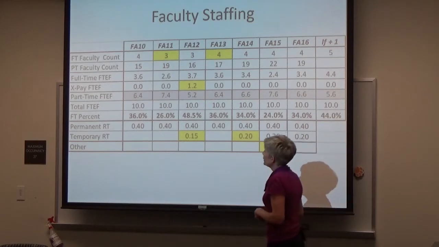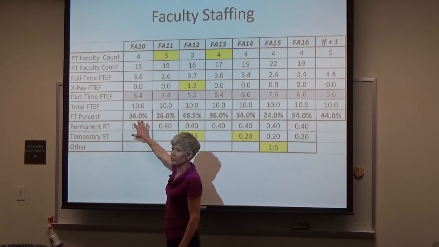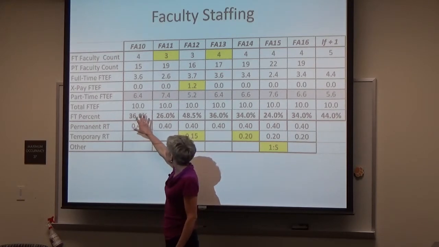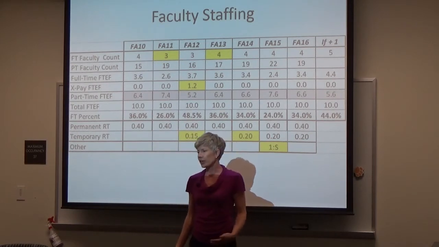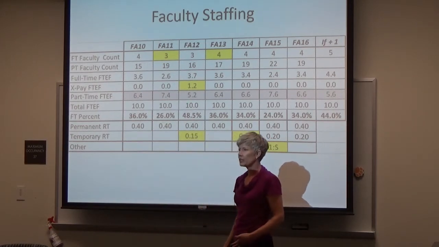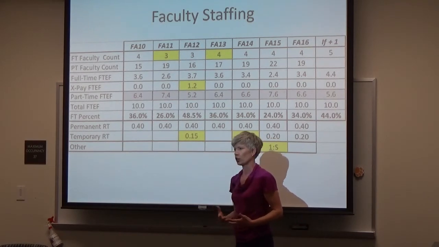So let's start over here in the far left-hand side. This is the beginning of the history of our department that's shown here. And we're going to have at the very top row the full-time faculty count. This is a made-up department for this example that has 4 full-time faculty in the department. So when they go to their department meeting, those are the people that show up.